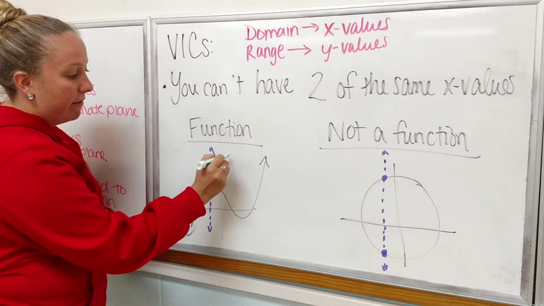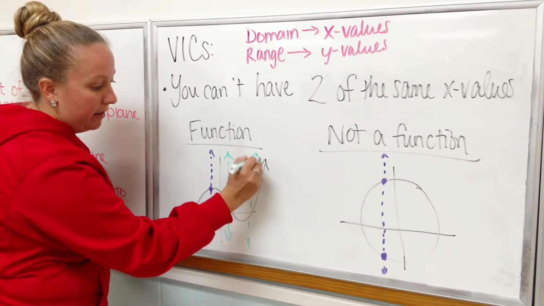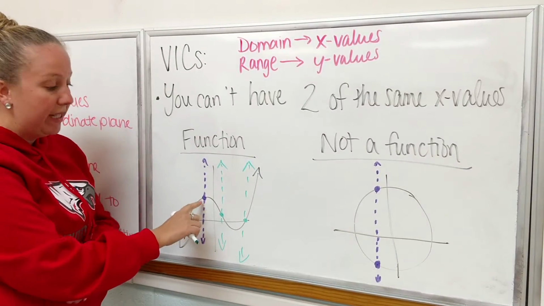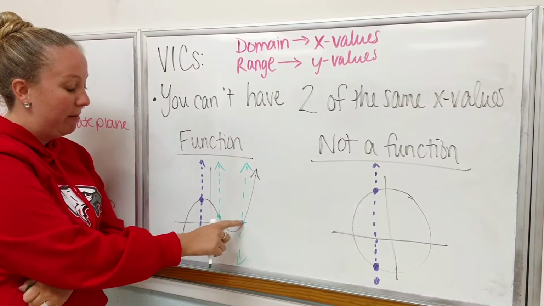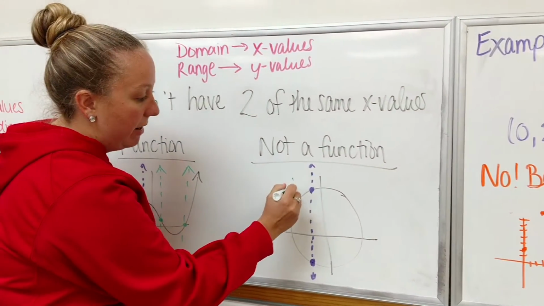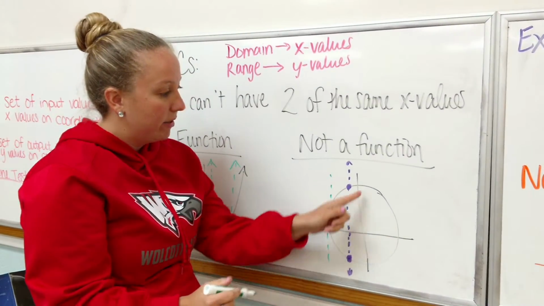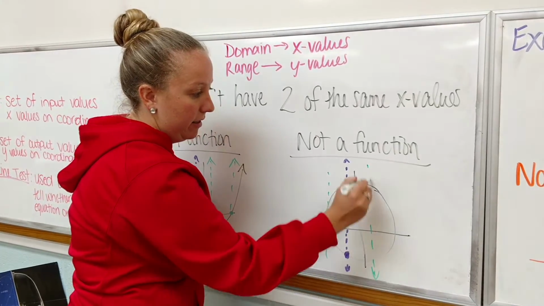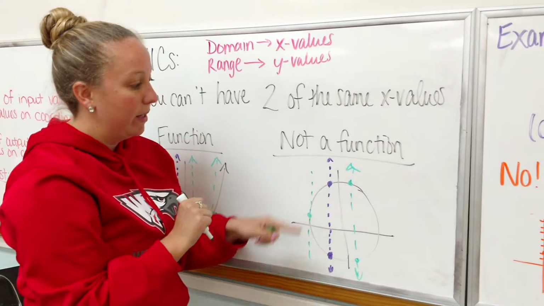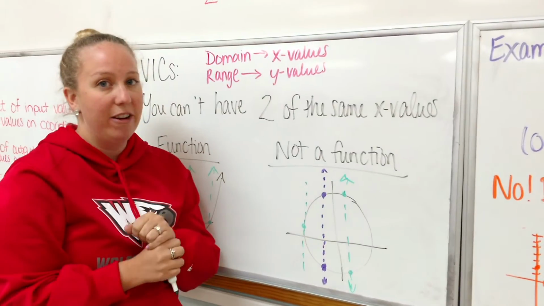If you draw a vertical line anywhere on your graph, or anywhere on your function, it should only cross one time. So it crossed one time here, it crossed one time here, it crossed one time here. So this is a function. Over here, I could draw my vertical line right here where it only crosses once, but anywhere else within this graph, it always crosses twice until I get to this other side and it only crosses once. So because it crosses twice, your vertical line through your graph, it's not a function.